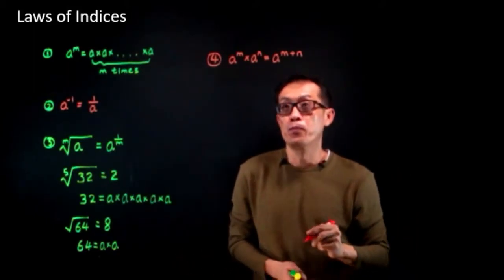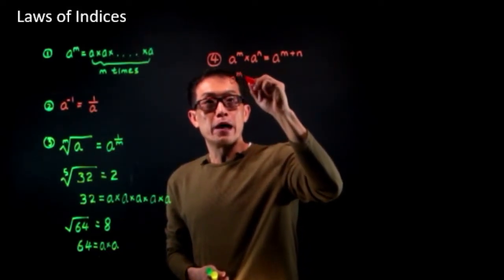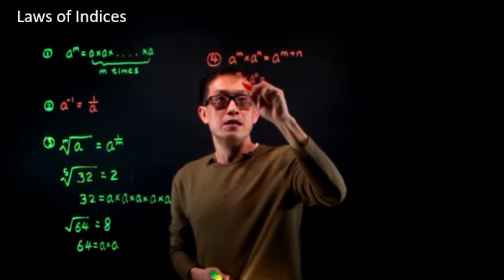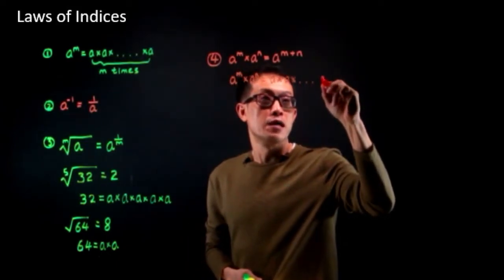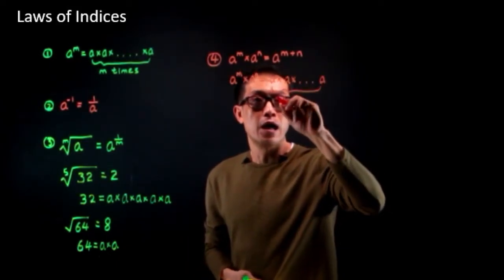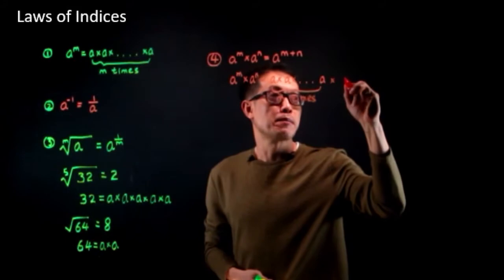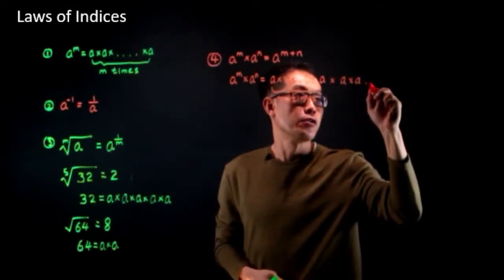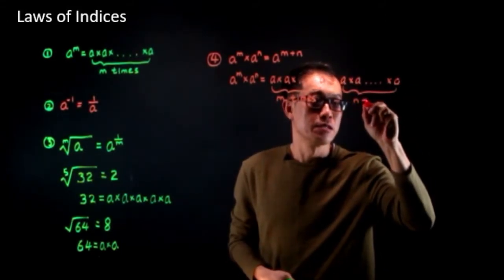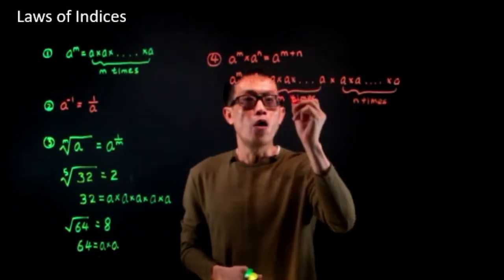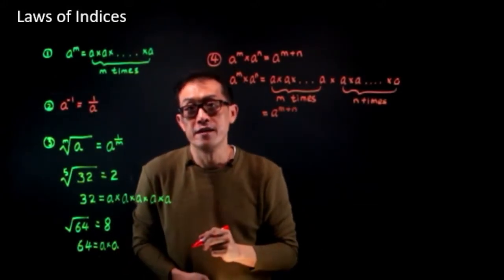Now, why is this so? A to the power m times A to the power n means this A to the power m is A times A times A, m times. Then you multiply by A times A dot dot dot times A, n times. So all in all, you will have A to the power of m plus n.